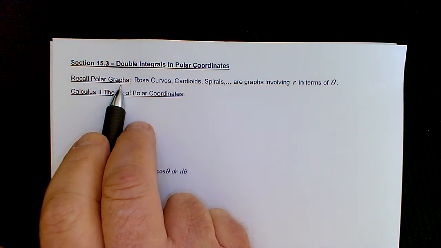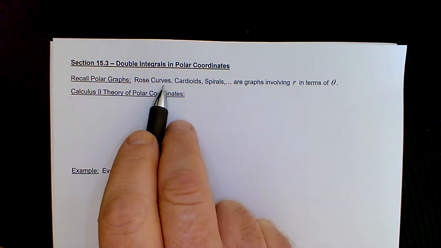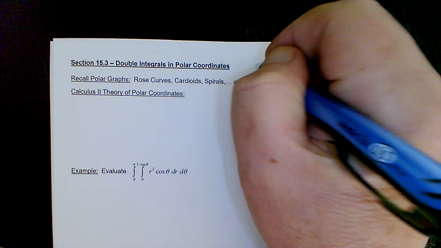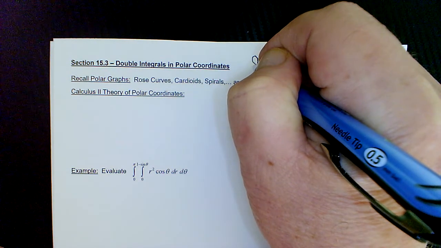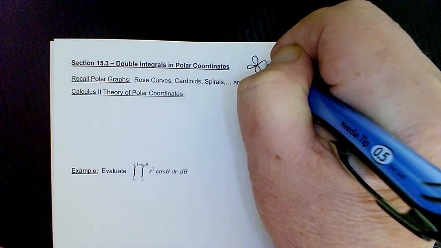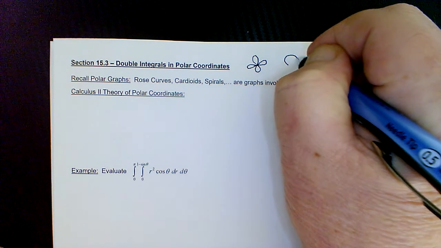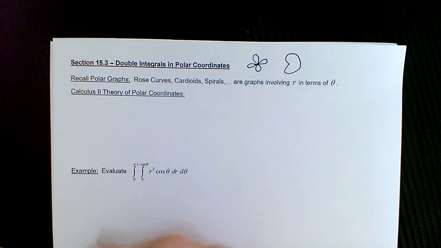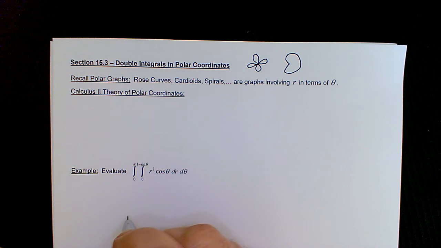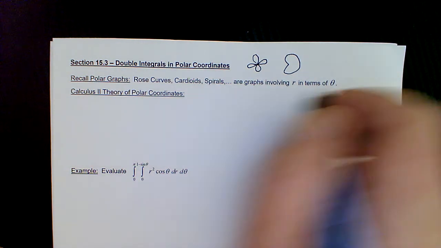So you might recall from Calculus 2 polar graphs, we had special types of graphs like rose curves. You might remember what they looked like, kind of like a little flower with petals, cardioids, like a heart. Spirals we could have, but all of them were in terms of theta.